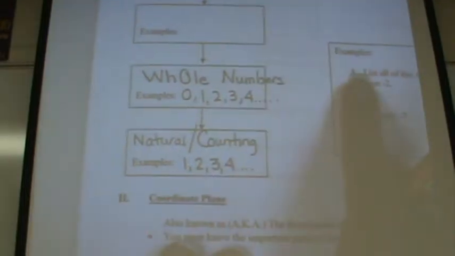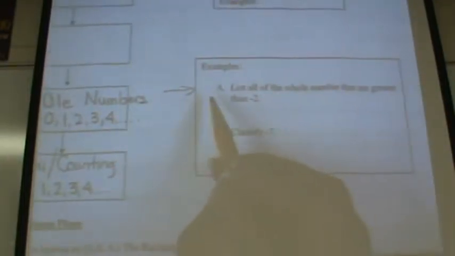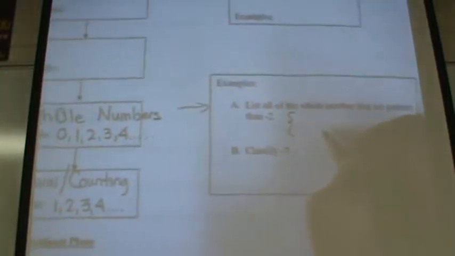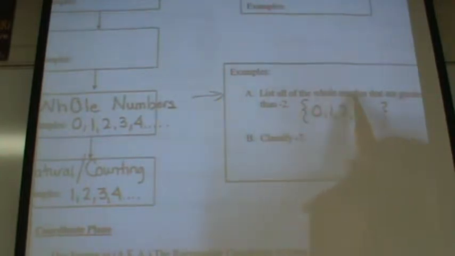Everybody look at this example right here. It says list all of the whole numbers that are greater than -2. How would you answer that question? What's the set? So here is the set. What are the whole numbers greater than -2? 0, 1, 2. So we wouldn't say -1, right? Why aren't we going to say -1? Because it's not a whole number. Even though it is bigger than -2, it does not satisfy this requirement.